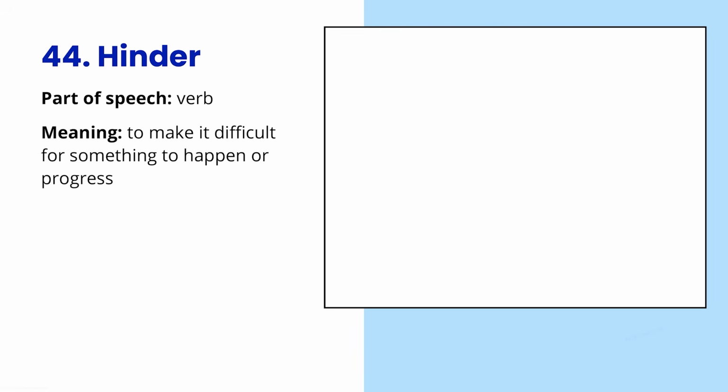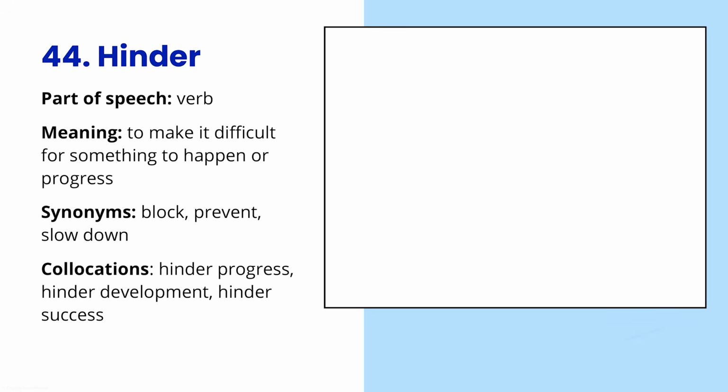Moving on to 44, which is hinder. Hinder is a verb and it means to make it difficult for something to happen or progress or to move forward. Synonyms: block, prevent, slow down. Collocations: hinder progress, hinder development, hinder success. So for all of these things, it simply means that it makes it difficult for these things to happen. It makes it difficult for progress to happen, makes it difficult for success to happen.